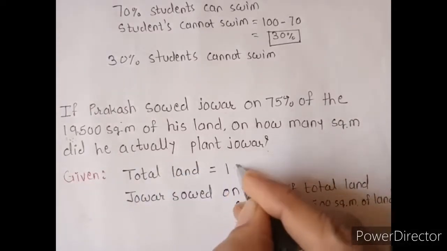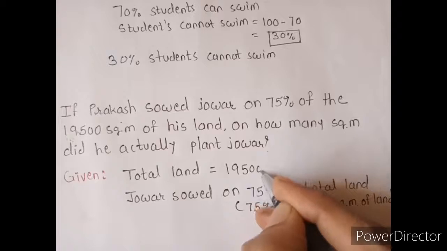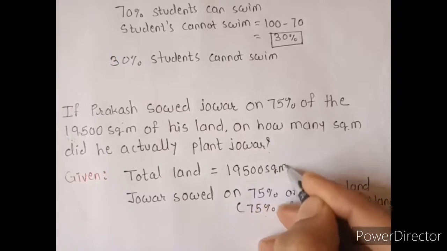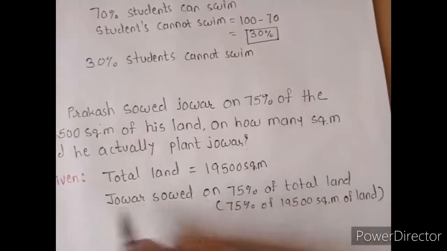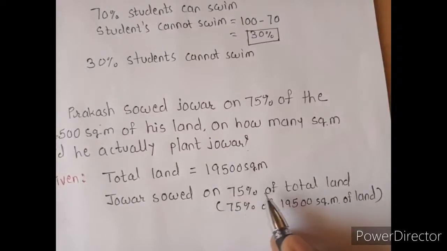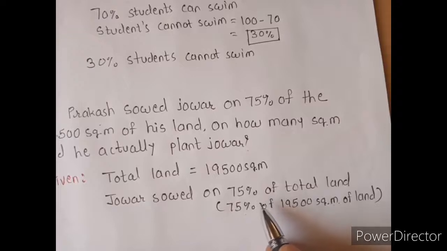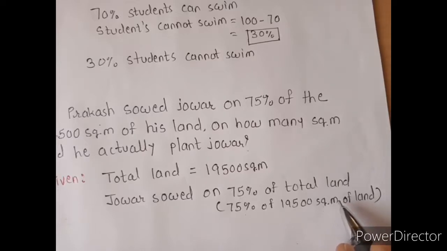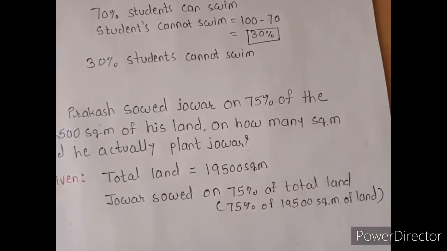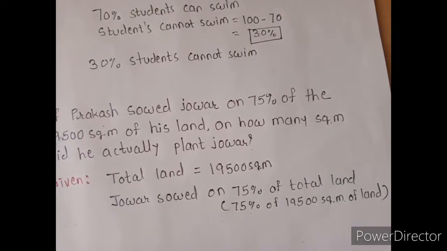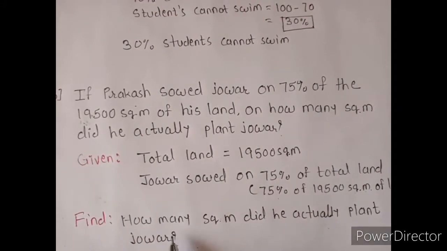19,500 square meter, and jawar sowed on 75% of total land. It means he sowed jawar on 75% of 19,500 square meter of land. Now what we have to find out? We have to find out how many square meter did he actually plant jawar.